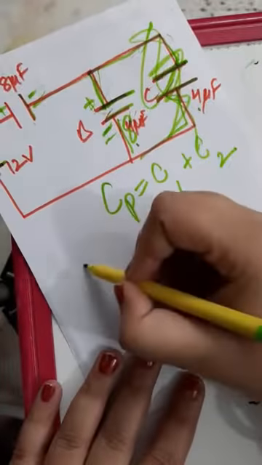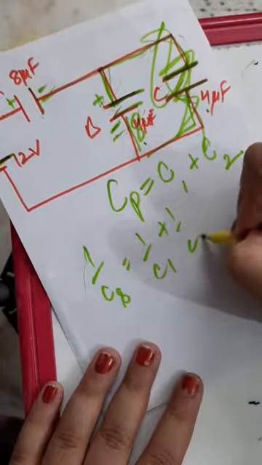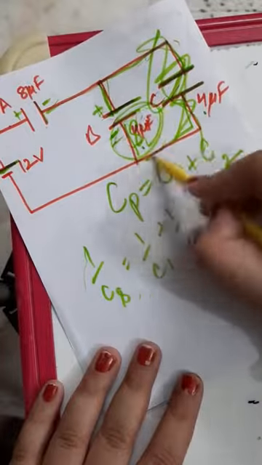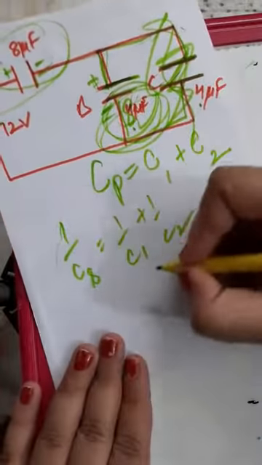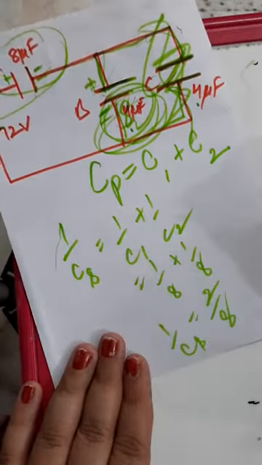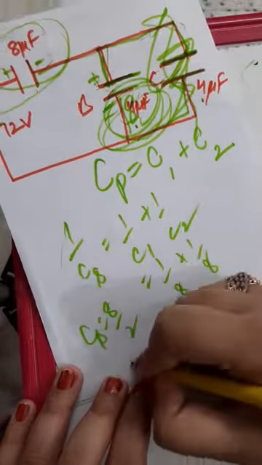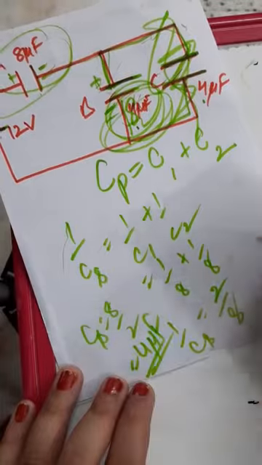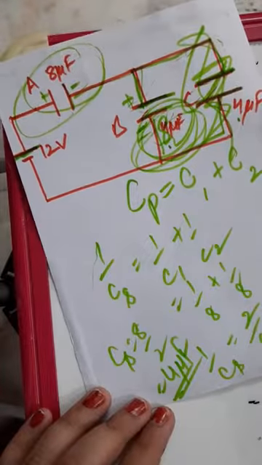And for series, we have 1 by Cs equals 1 by C1 plus 1 by C2. So this is 8 microfarads and 8 microfarads. It is 1 by 8 plus 1 by 8. It will be 2 by 8. And this is 1 by Cs. So Cs will be equal to 8 by 2. Take the reciprocals. So the answer is 4 microfarads. So what is the overall capacitance of this whole circuit? This is equal to 4 microfarads.